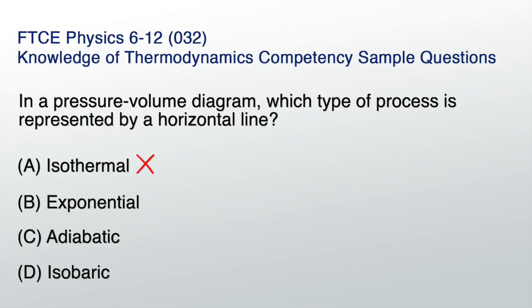A is incorrect because in an isothermal process, temperature stays constant, not pressure. B is incorrect. This describes a curve, not a constant pressure line. C is incorrect. No heat is exchanged, and the line is curved, not horizontal. The correct answer is D.